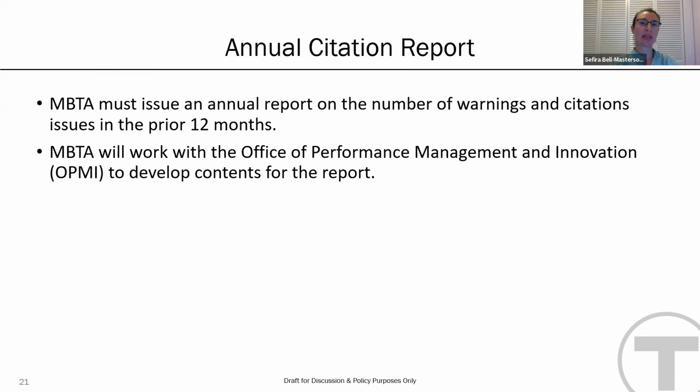Finally, I just want to say that a piece of our regulations are around an annual citation report, which is something that the T has not previously published, but that moving forward, we must issue an annual report. And this will include data on the number of warnings and citations that were issued in the prior 12 months. And we're working with the Office of Performance Management and Innovation, some of you know them as OPMI, to develop contents for that report. OPMI are metrics and data gurus. So they're helping us figure out what we can report on and the way to organize that in such a way that's sensible and would make sense to the average person who was curious about our numbers related to warnings and citations in the past year.